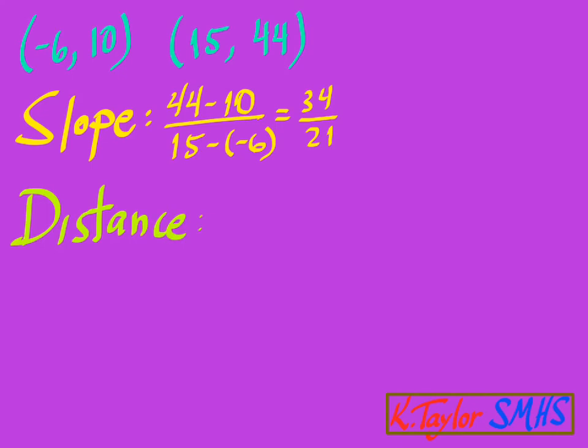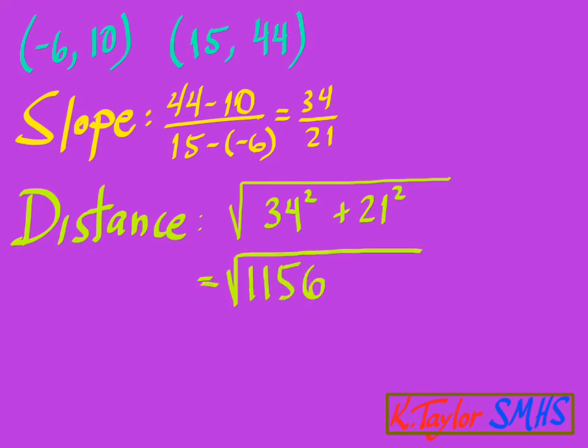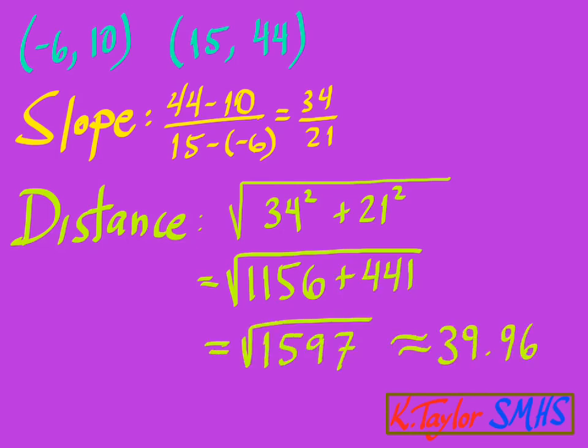My distance, however, is going to use the exact same numbers. I'll set up my radical, and it's going to be 34 squared plus 21 squared. See, I got that straight from the slope formula. That's 1156, that's 34 squared, plus 441, that's 21 squared, and I take the sum of those two things, 1597, and the square root of that is pretty doggone close to 40. The square root of 1597 is 39.96, and that's my distance between those 2 points.